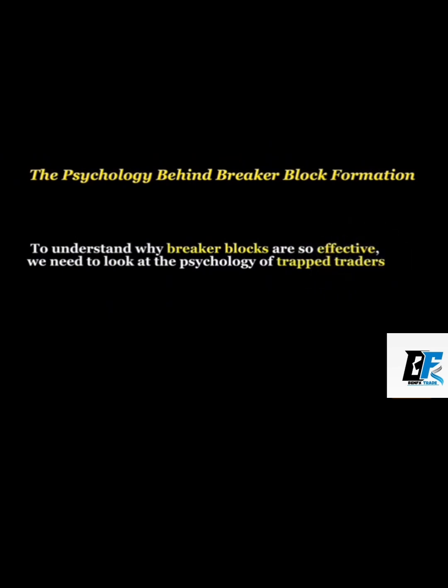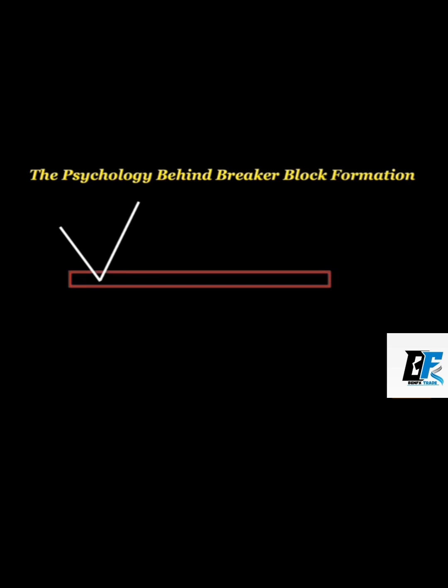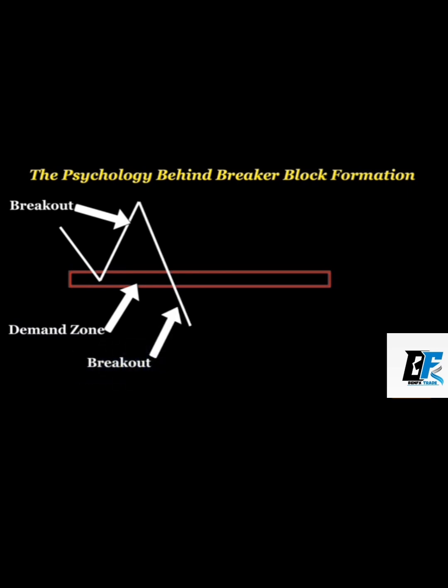To understand why breaker blocks are so effective, we need to look at the psychology of trapped traders and how smart money uses these zones to their advantage. Here's the scenario. Price breaks above a recent high, signaling a potential shift and forming a valid bullish order block. Many traders go long here, expecting the demand zone to hold, but then the market shifts structure. It breaks below the most recent low, signaling a bearish move. At this point, the original demand zone fails, and what once looked like a strong buy area now becomes a breaker block.